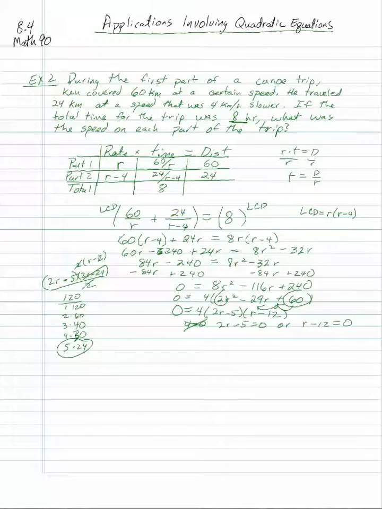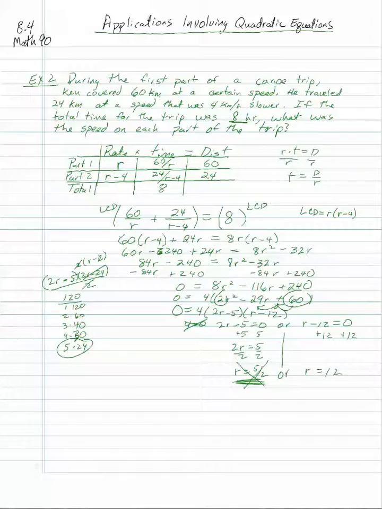So for R, we add 5 and divide by 2. So R is 5 halves. And then for this one, add 12. So R is 12. When we plug it back into the original problem for both trips, the 5 halves won't make sense, because 2.5 minus 4 will give us a negative number for the other part of the trip. So we're going to throw that one out.